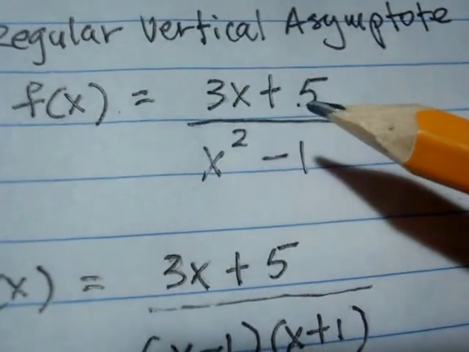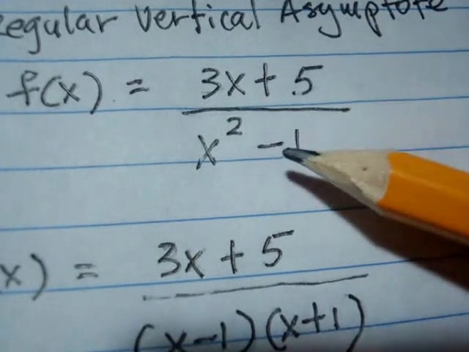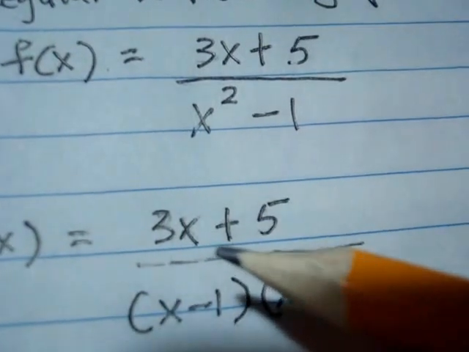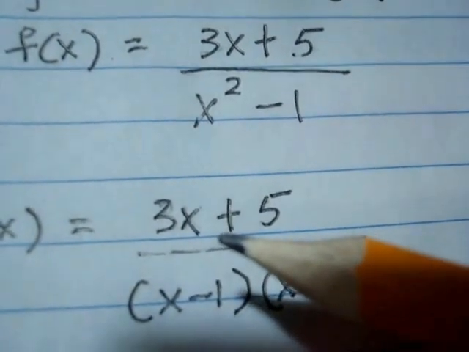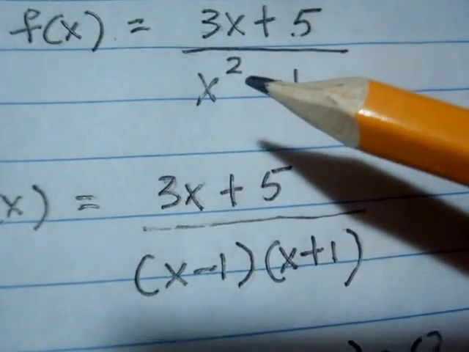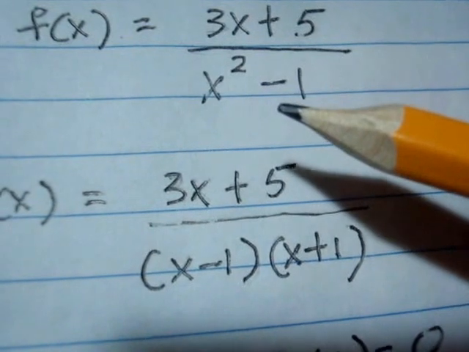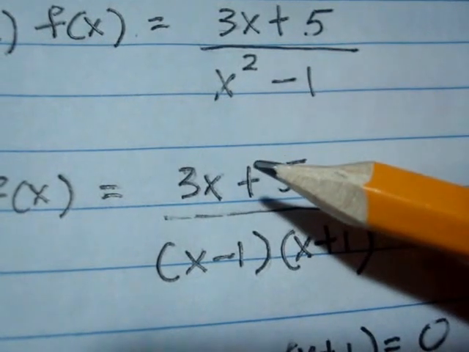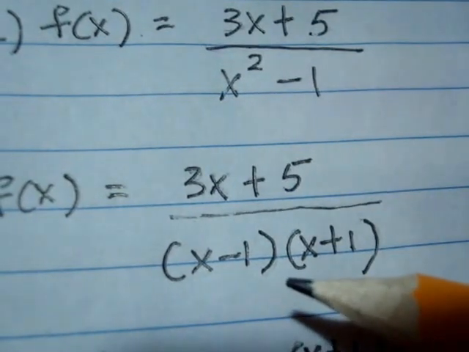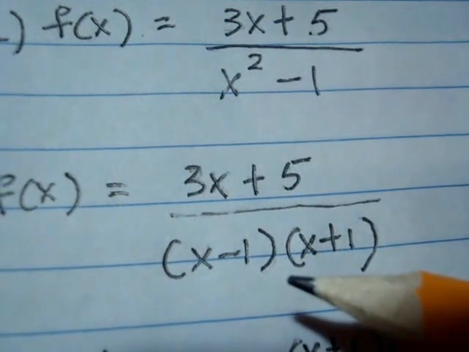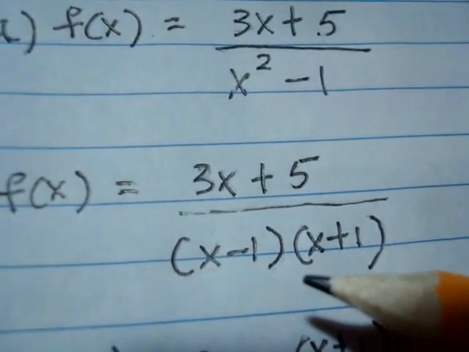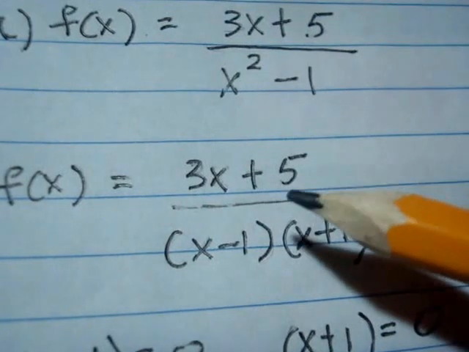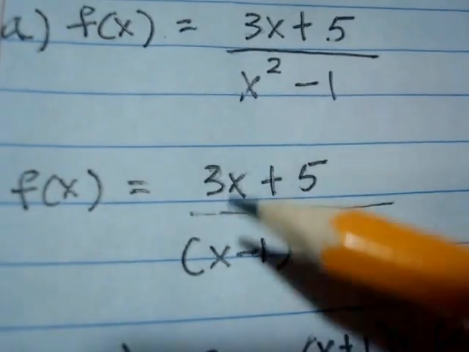So the first step is to factor the numerator and the denominator according to the guidelines. On the numerator, 3x plus 5, you cannot factor any further. But the denominator, x squared minus 1, you can actually factor into this form and this form. Once you factor the numerator and the denominator, the next step according to the guidelines is to cancel the like terms. Since the numerator cannot cancel with the denominator, we just leave it alone.